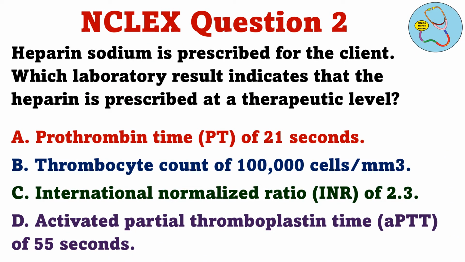Question 2. Heparin sodium is prescribed for the client. Which laboratory result indicates that the heparin is prescribed at a therapeutic level? A. Prothrombin time of 21 seconds. B. Thrombocyte count of 100,000 cells/cubic millimeter. C. International normalized ratio of 2.3. D. Activated partial thromboplastin time of 55 seconds.